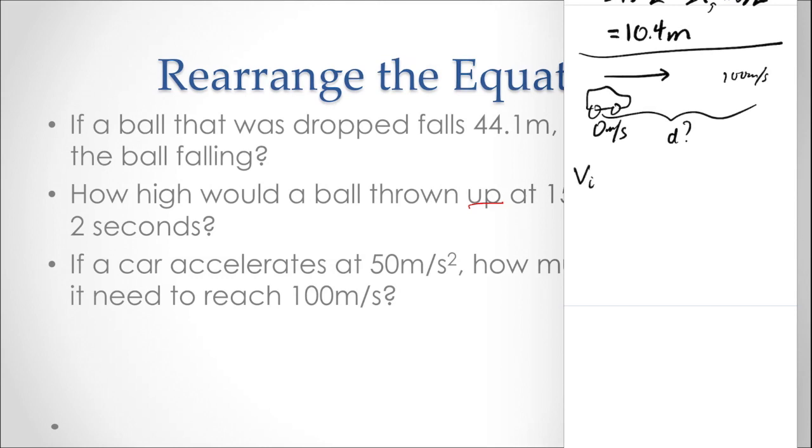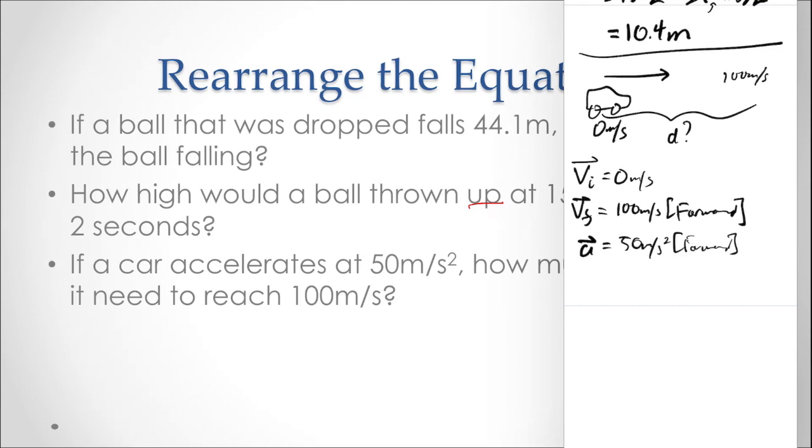We know our initial velocity is 0 meters per second. We know our final velocity is 100 meters per second forward. We also know that our acceleration is 50 meters per second squared, also forward. And we want to know how much distance we need to get to this high speed. Here, you may notice we have nothing to do with time. So we're going to guess that we need to use the time-independent equation as shown here.